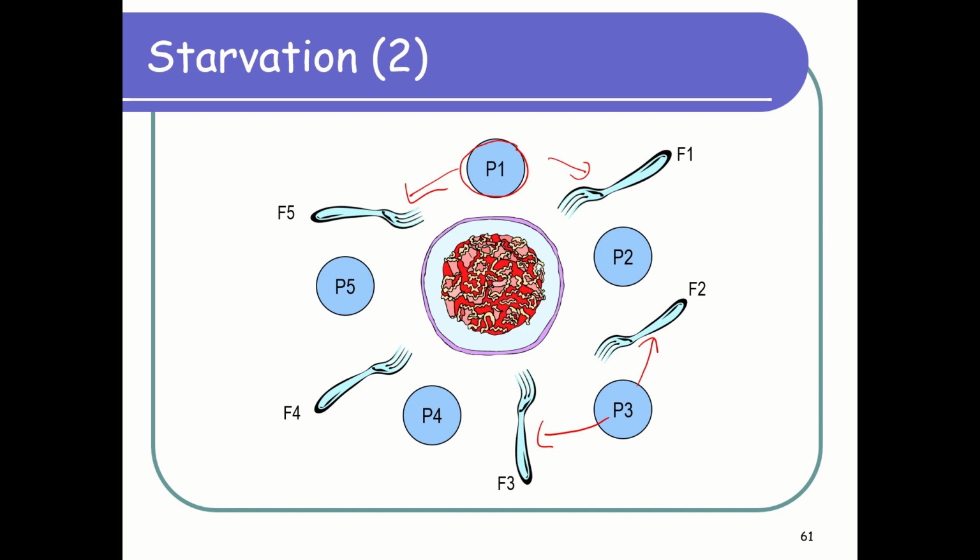And then he's able to take F2 and F3 once again. Soon P1 finishes and releases F1 and F5, but P2 is still not able to eat because F2 is used by P3. This scenario could continue forever, and P2 ends up starving because the resources required are never released. Let's say P3 finishes eating, and at the same time P1 starts to eat again. So P2 is at high risk of starving because it can never use the forks.